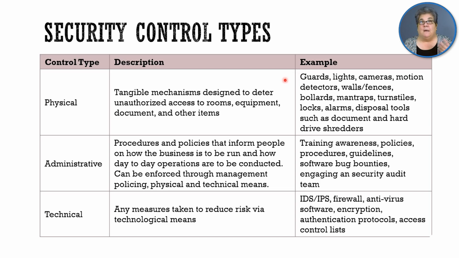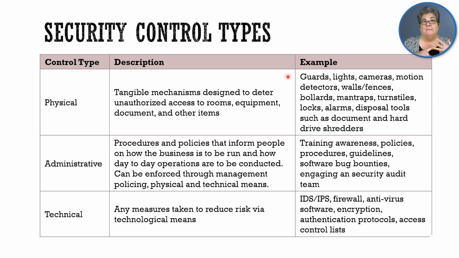It will include the obvious things: guards, lights, cameras, motion detectors, walls and fences, bollards, those concrete or steel pillars that prevent someone from ramming their truck into the front door of a building. Man traps, a double door system. You go through one, you have to wait before you can go through the next. Turnstiles, which could rotate this way, they could open this way or this way, but they allow people in one at a time. Locks and alarms, or even tools to shred or dispose of documents, hard drives, or other storage media.